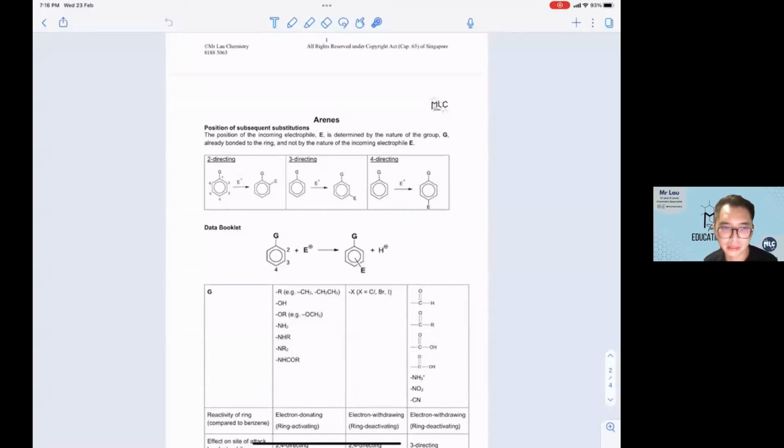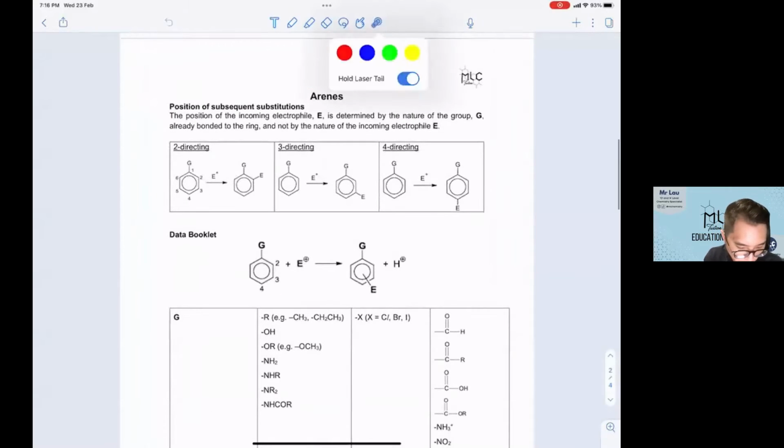Now today, let's look at the directing effect in arenes. Now, one thing you need to know is this. Once you get a substituent in the benzene ring, this substituent will affect where the further substitutions will take place. Okay, so this first substituent is like an usher. He will usher the next group to either the second, third, or fourth position.